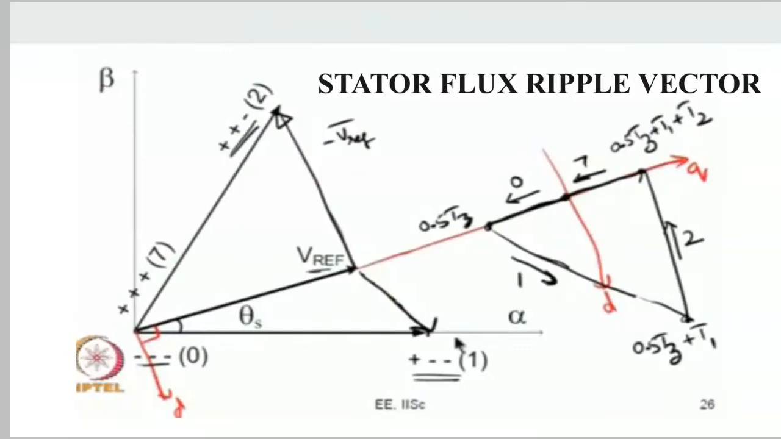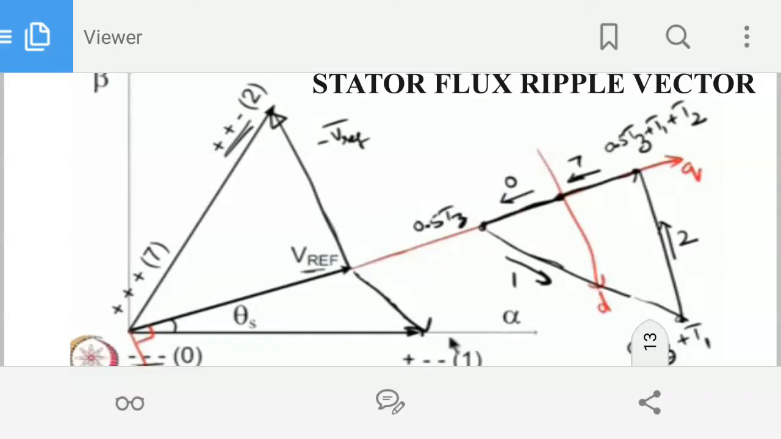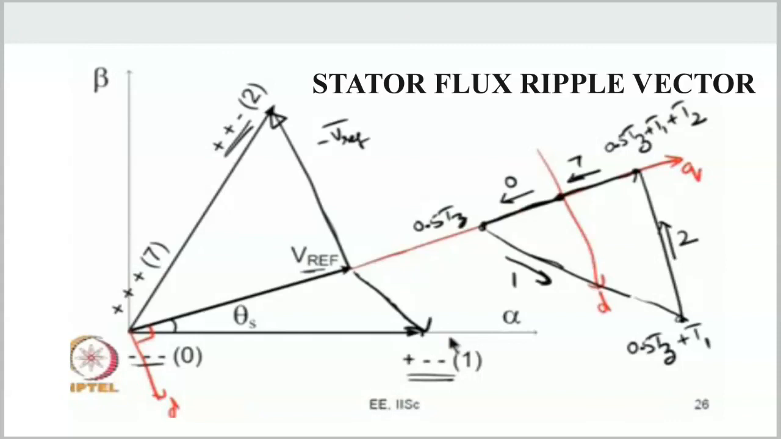So here I will explain how it works. We apply an error voltage vector that is a constant with magnitude minus V reference, and we are integrating minus V reference vector. Here we can see that at the end of 0.5 tz seconds we have reached here. Now in the next state plus minus minus is applied, and the reference vector is the same V reference vector. So we can see here the error voltage vector is this.